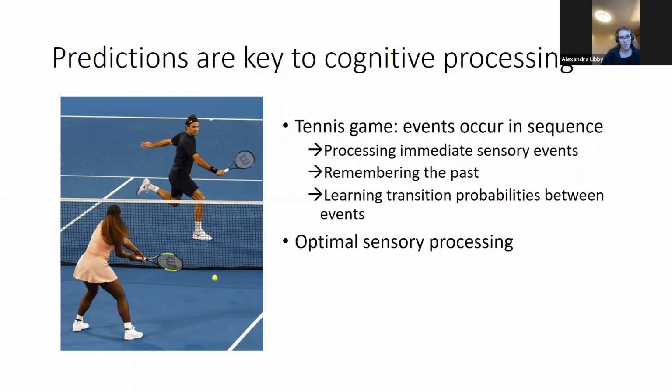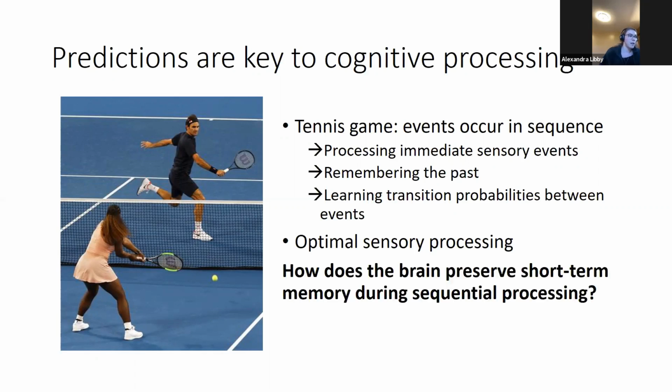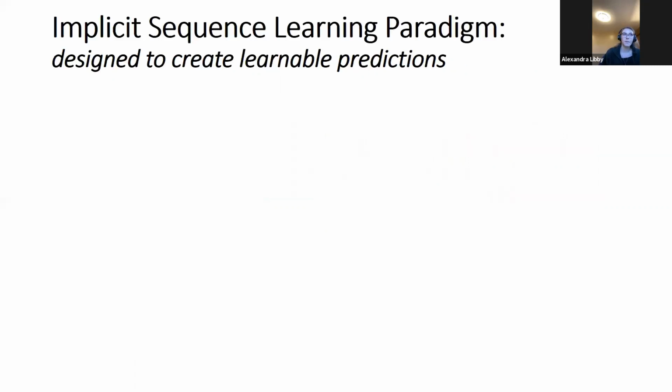So let's get back to the neuroscience question, which is, how is the brain doing all of this at once? And more specifically, how does the brain preserve short-term memory during sequential processing? To get at this question, we used data from this implicit sequence learning paradigm, which was designed to create learnable predictions. The animals are listening to sequences of sounds, and some sequences are more common than others.